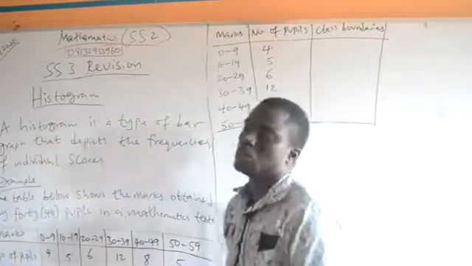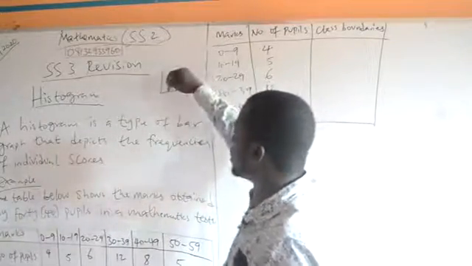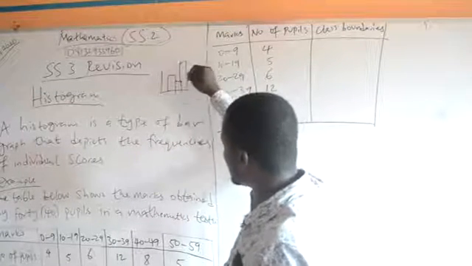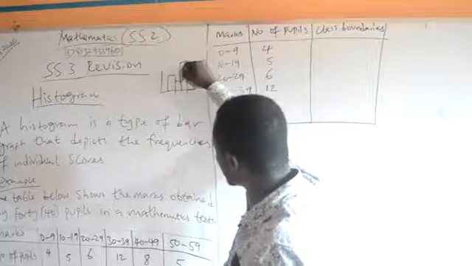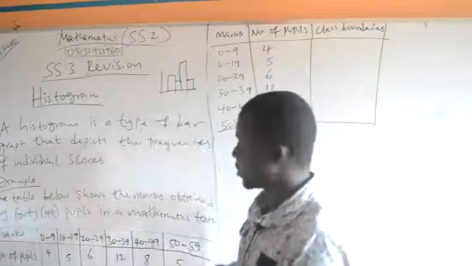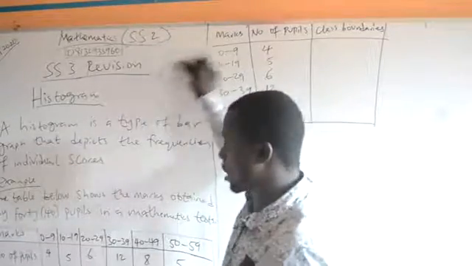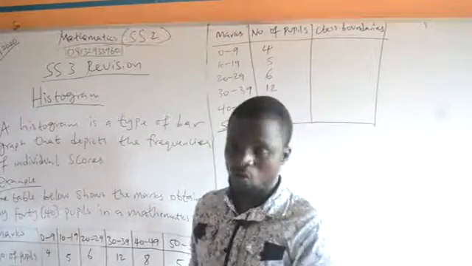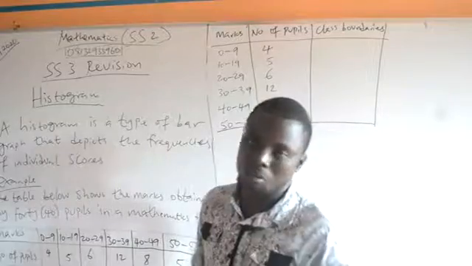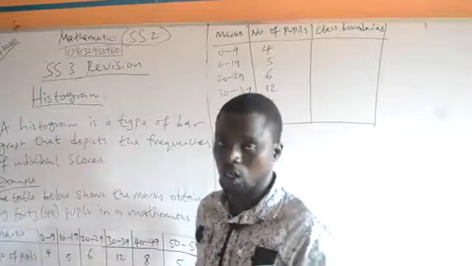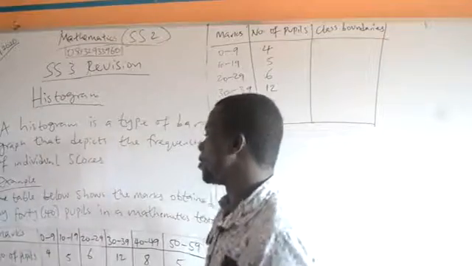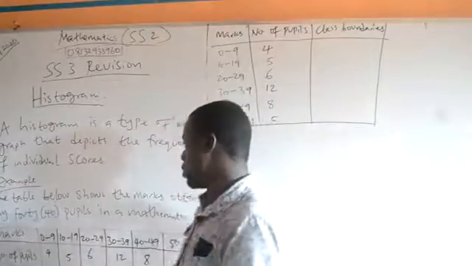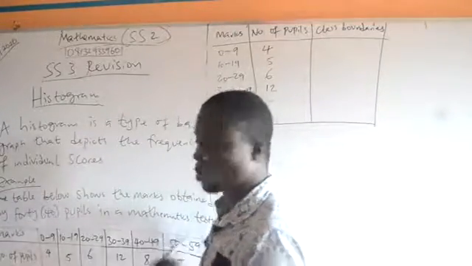Then in a histogram, there is no space between the bars. Each bar follows the other immediately. No space between them. That is all about the histogram. So we'll give one example only. One example is enough for you to draw any histogram you see in any mathematics question. Alright. So the table below shows the marks obtained by 40 pupils in a mathematics word test.